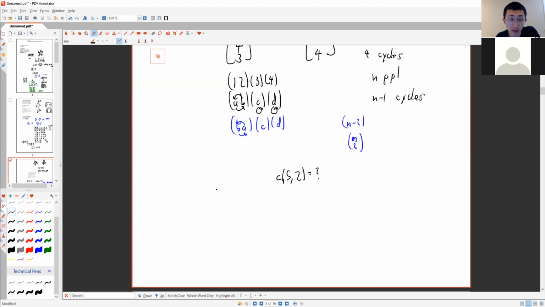So what are the cases this time? Let's see, we can have a number by itself and then a 4 cycle, or we can have a 2 cycle and a 3 cycle. So how many ways can we have the first case? And let me know if there are any questions, because you might not be used to the permutation notation yet.